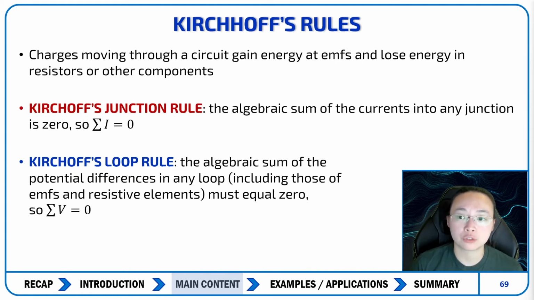In Kirchhoff's junction rule, the algebraic sum of currents into any junction has to be 0. Basically, every input has to have an equal output, whether it's one input being split into 2 outputs or 2 inputs being combined into 1 output. So the algebraic sum of the currents going in and out must sum to 0. With Kirchhoff's loop rule, the algebraic sum of potential differences in any loop, including those of EMFs and resistive elements, must equal 0. So if you add up all of the potentials across all of the components throughout one entire loop, you should have a total sum of 0.